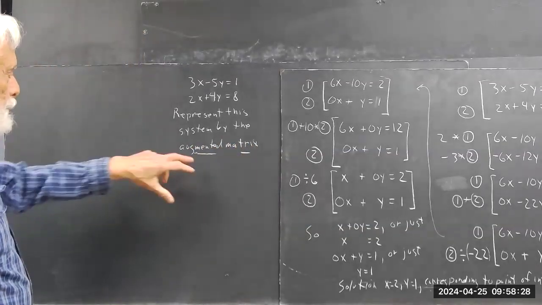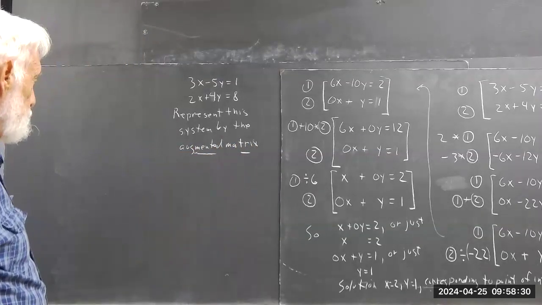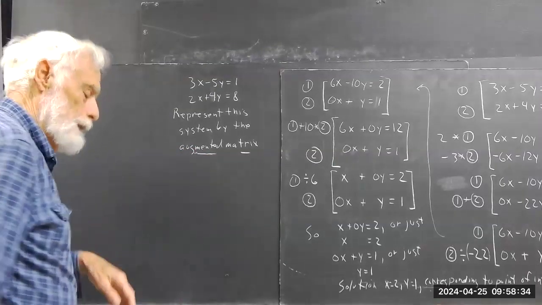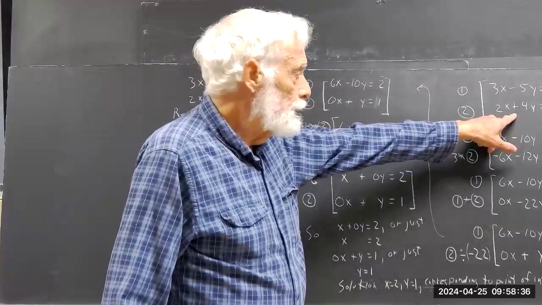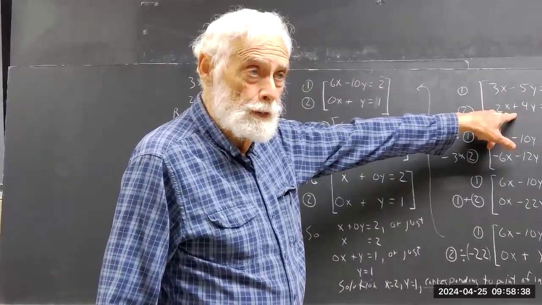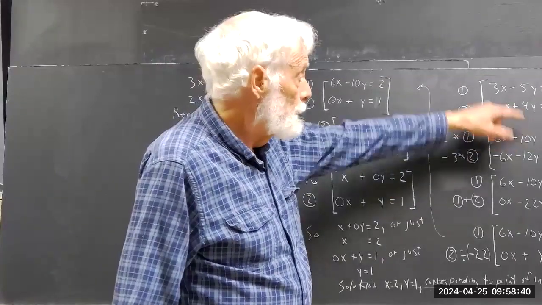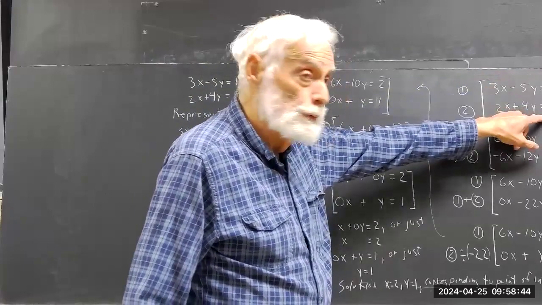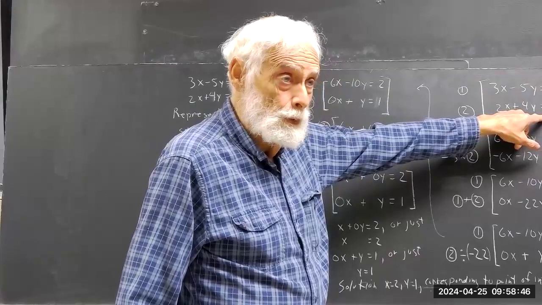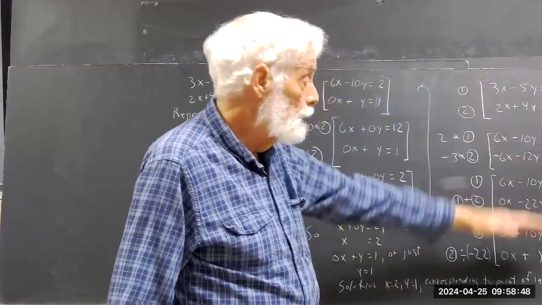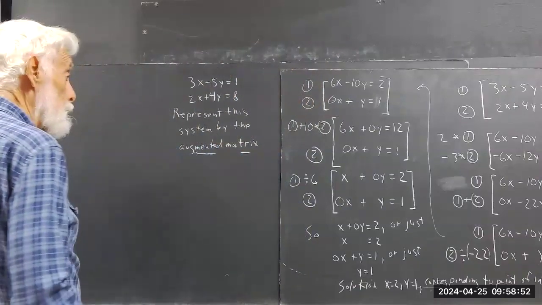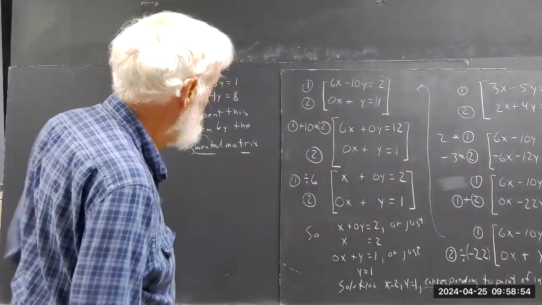We're going to represent the system by an augmented matrix. What I mean by an augmented matrix, it's just the same as what we have here, except we don't write the X, we don't write the Y's, and we don't write the equal sign. We don't need them. We just operate on the numbers. And you'll see how that works in a minute. We're going to do exactly the same operations.